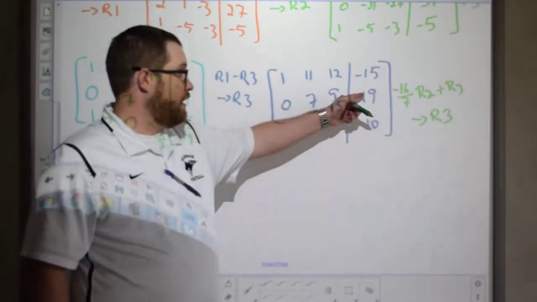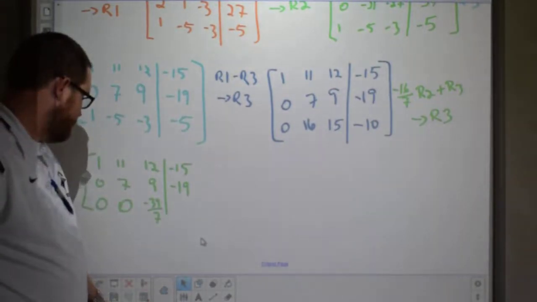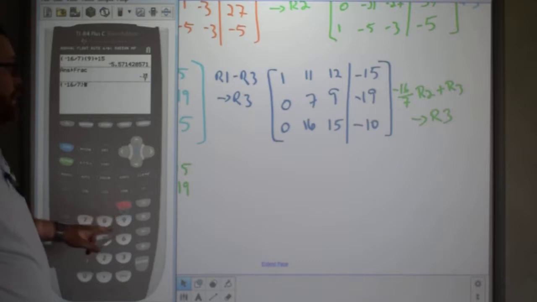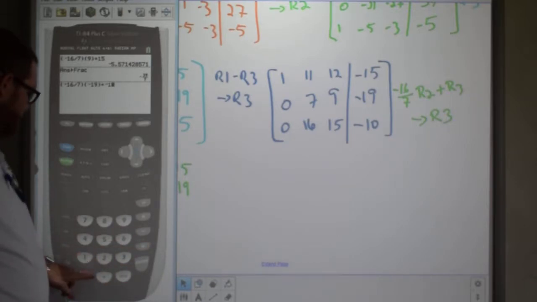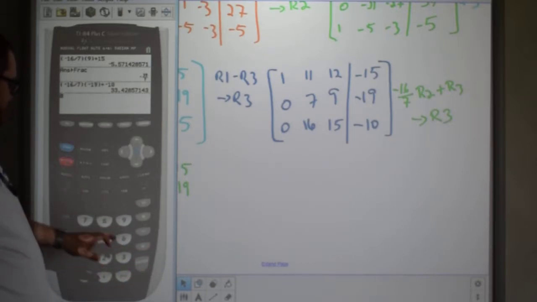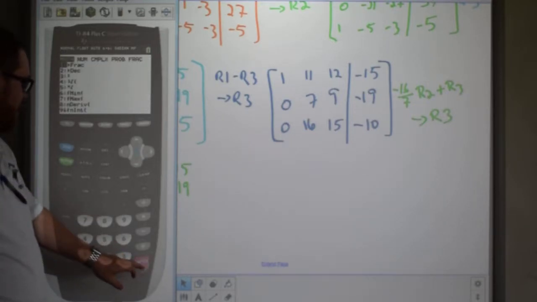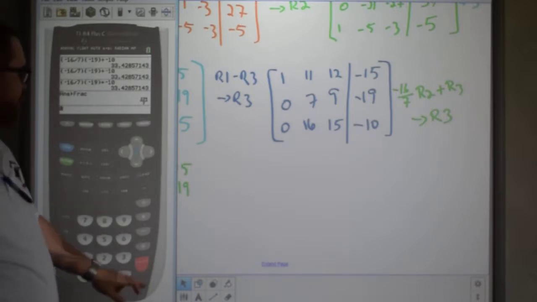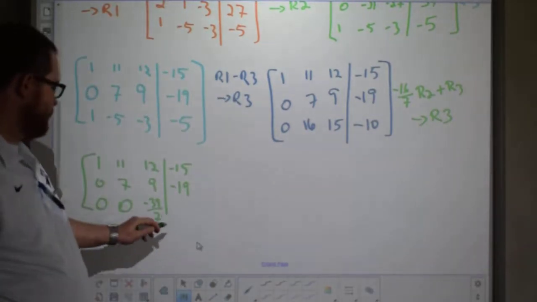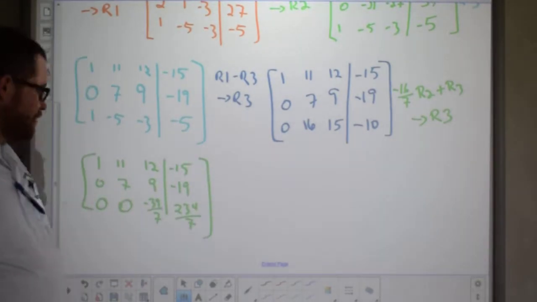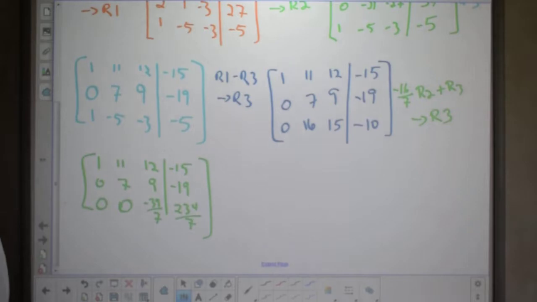I got to do the same thing here. Negative 16 over 7 times the negative 19 plus the negative 10 on the bottom. It's really ugly, so let's go math, enter, enter. And I get 234 over 7. Starting to get ugly, but it'll get clean again.